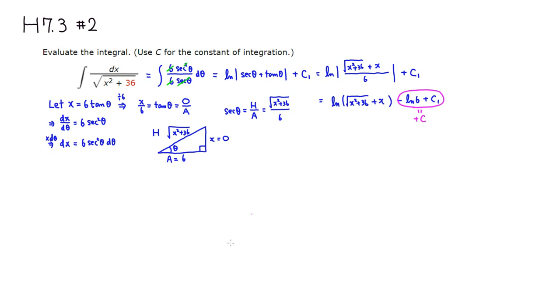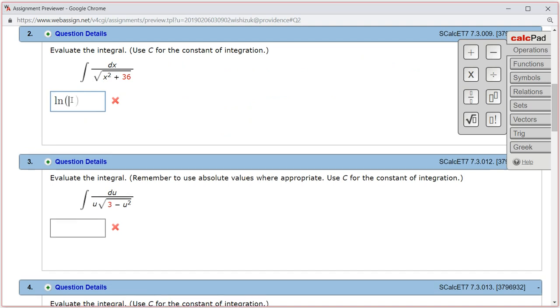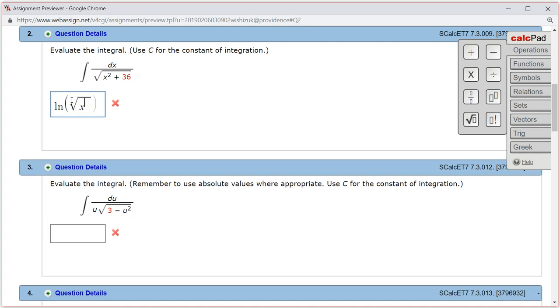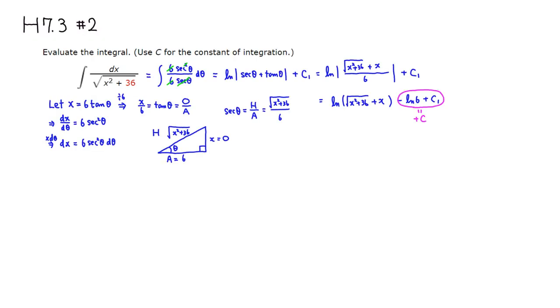So let's type it in. What we got was the natural log of the square root of x squared plus 36 plus x, and then plus some constant C. Let's check the answer. I came back and it looks like we got this one correct. That's it. I hope that this was clear.